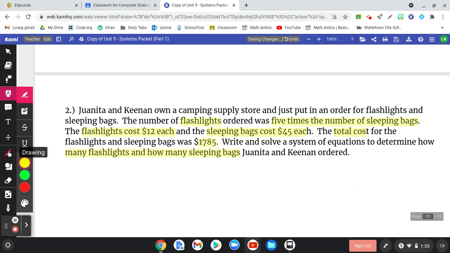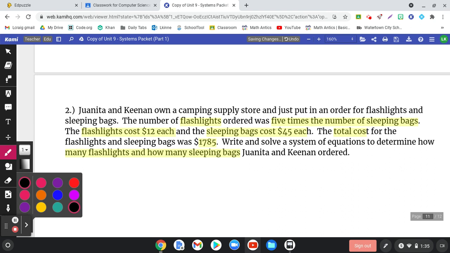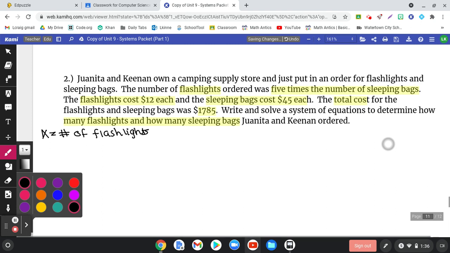So that's where we're going to start with our variables. Don't get overwhelmed off the bat. So we can use F and S. We can use X and Y. Doesn't matter. Whatever you want to use. Let's use X and Y. So X equals the number of flashlights and Y can equal the number of sleeping bags.